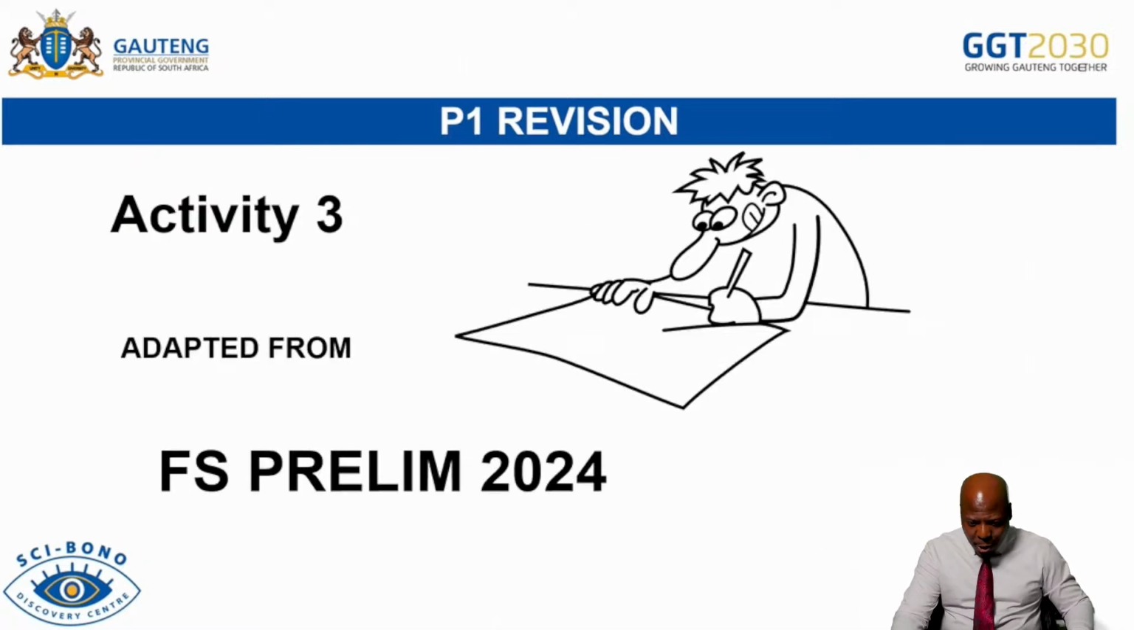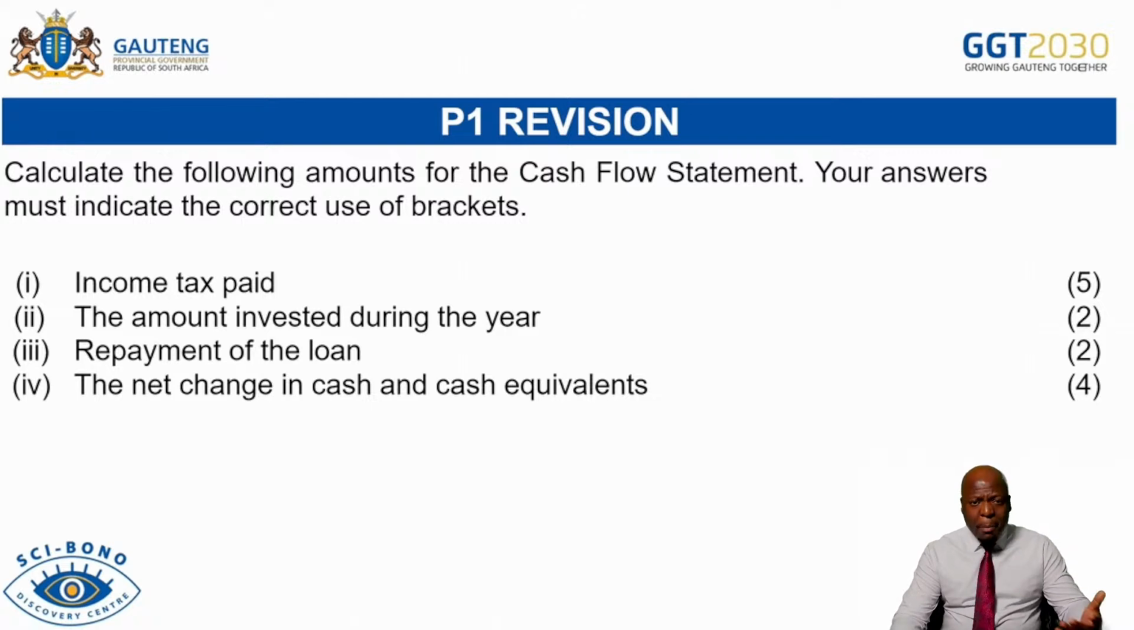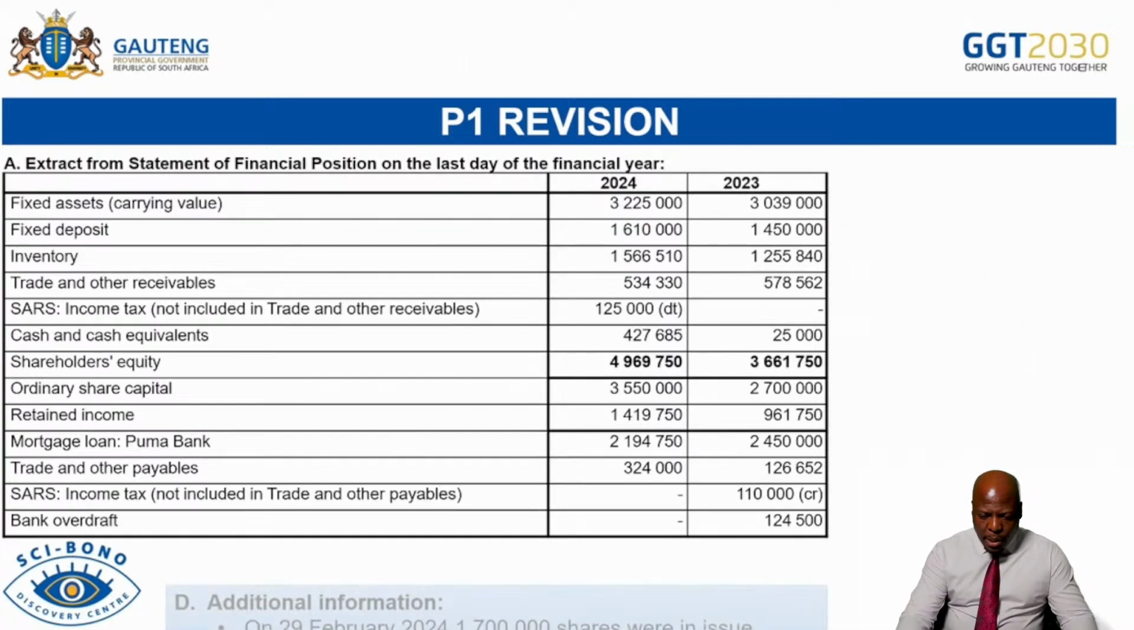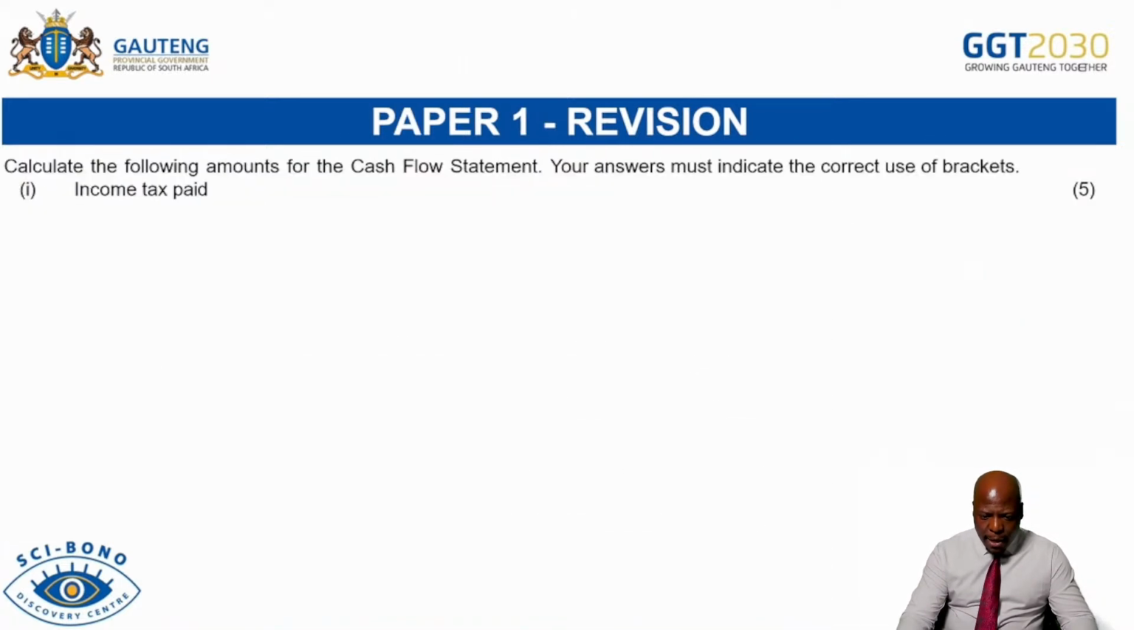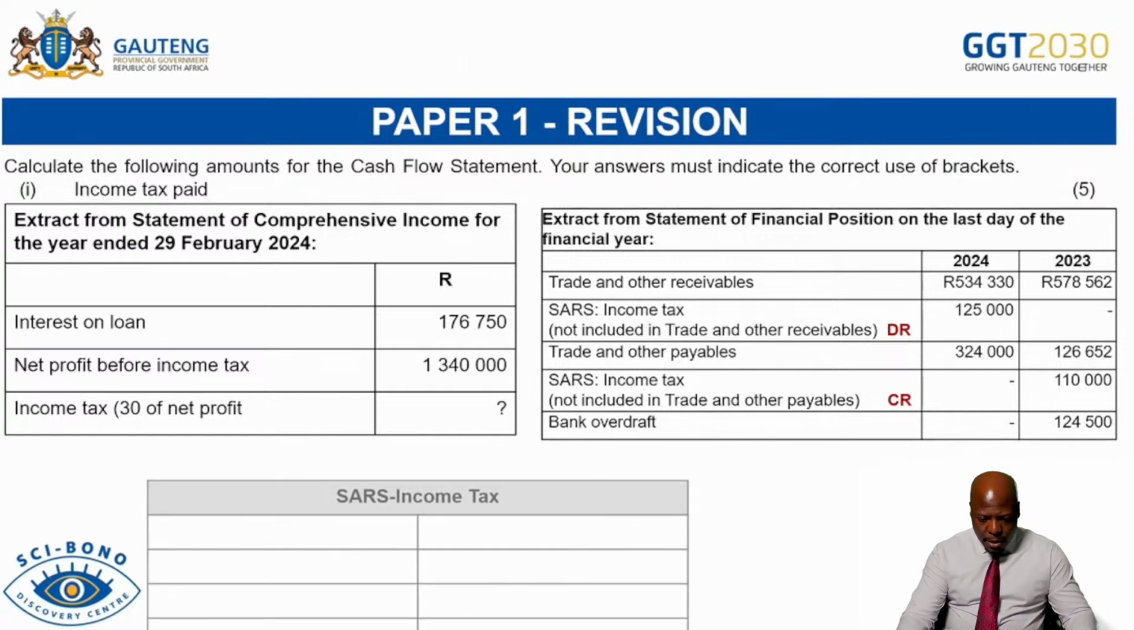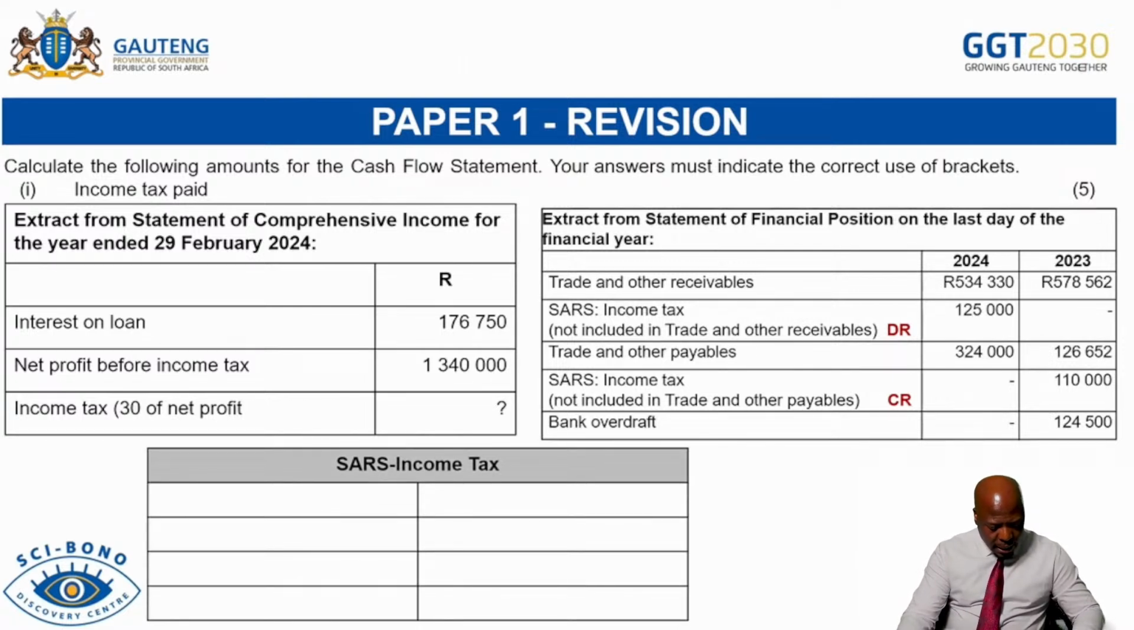Activity number 3. Let's go. This is an extract from the Free State Prelim for the year 2024. And in here, remember, we're in the cash flow. So we're going to do certain calculations. Let's see how far we can go. All right. So here's the information. And then to begin with, we're going to calculate the tax paid.